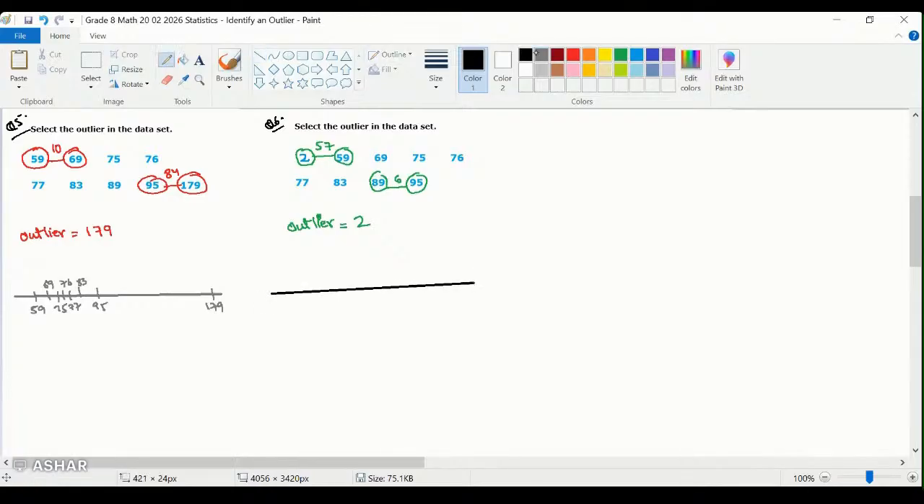See, if this was 2, this was 59, 69, 75, 76, 83, 89, and 95. We can see that all these numbers are concentrated over here, whereas this number is far away. So a number that does not follow the regular pattern is always known as an outlier. Agreed? FJ, do we agree on this?